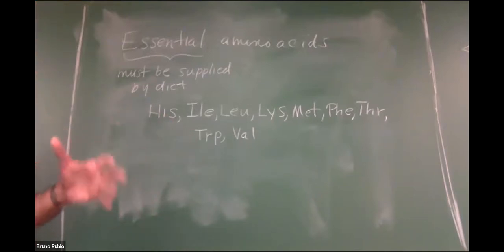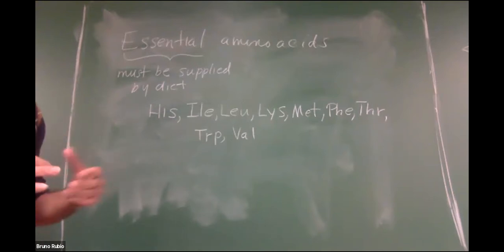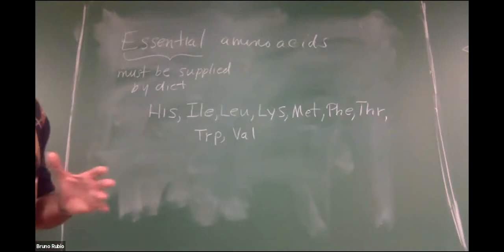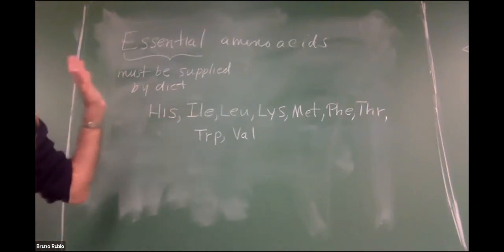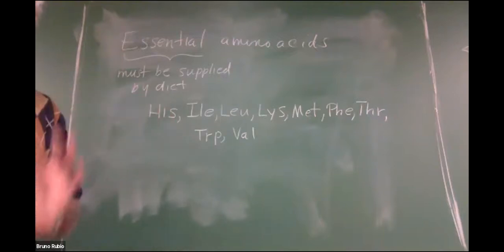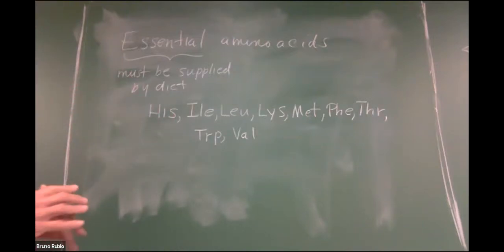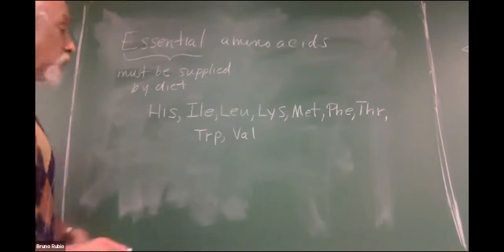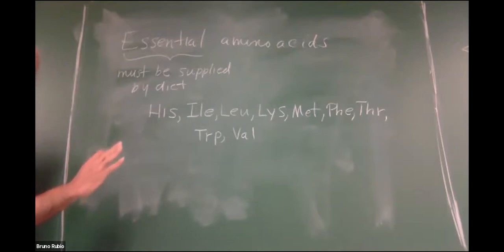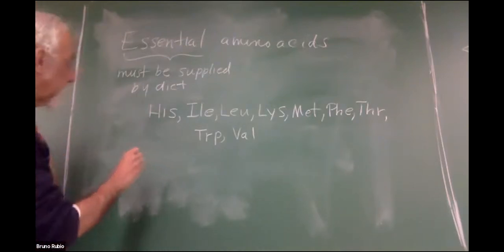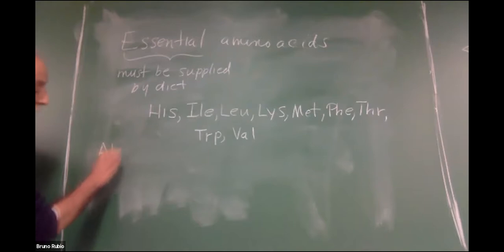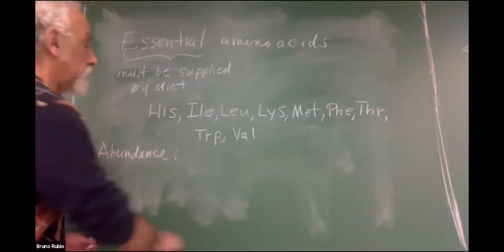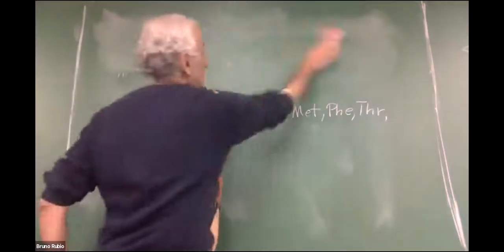Not all of these amino acids, and remember there are about 20 proteinaceous ones, occur in protein in equal amounts. Some amino acids are quite common, other amino acids are very rare. Okay, so what I want to do now is to show you what the most abundant amino acids are in protein, and what would be the rarest amino acids in protein. So abundance. I'm just going to erase this. I'm going to need a lot of real estate here.